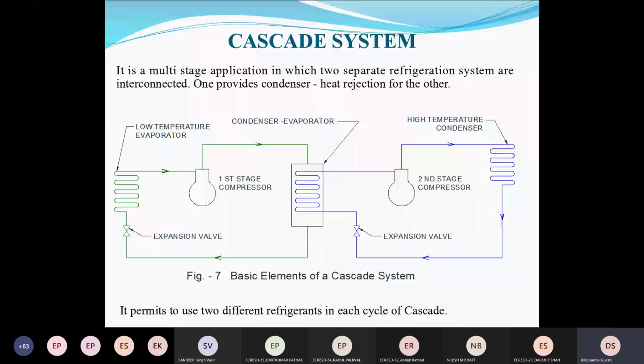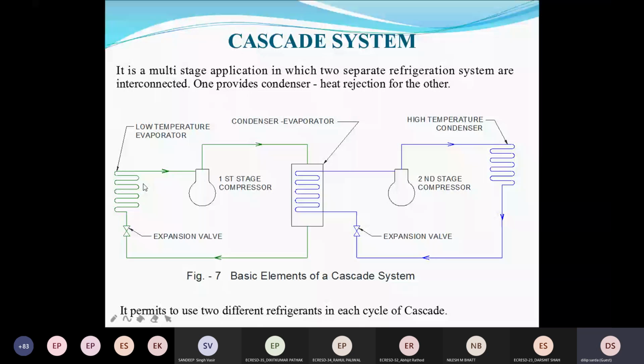So there is one common piece of equipment, the heat exchanger, that is used as evaporator and condenser. It is the condenser of one system and the evaporator of the second system. Let's see. This is the low temperature evaporator.